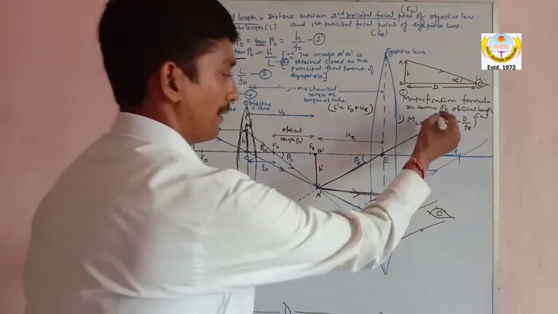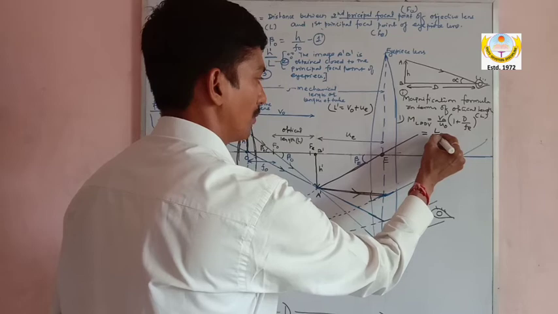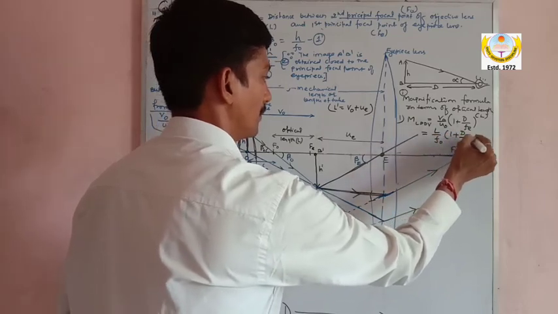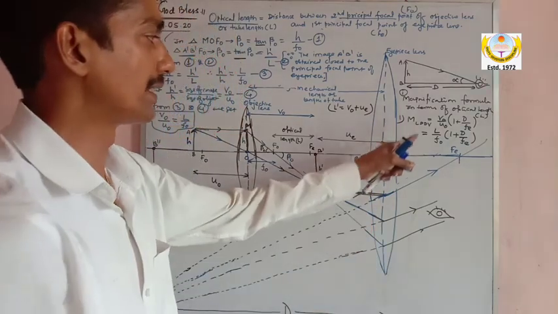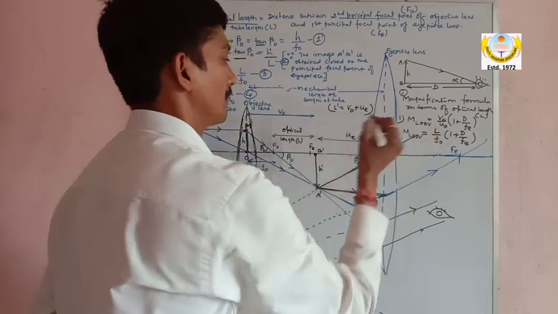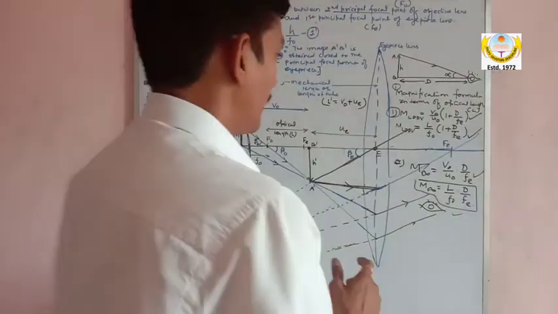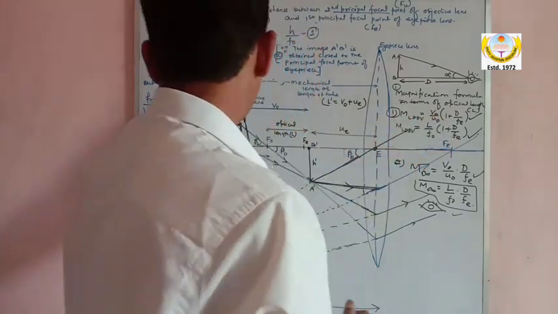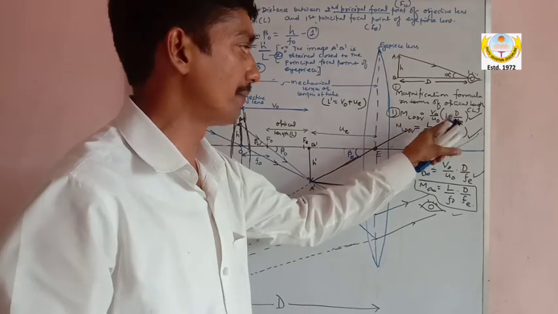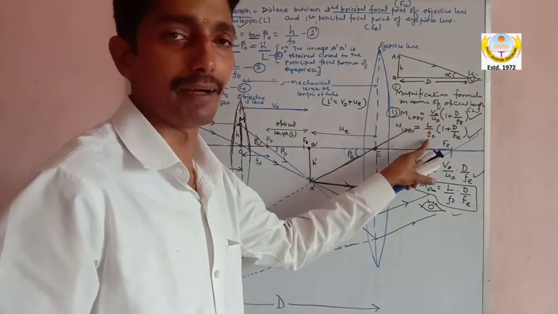So now my dear, here VO upon UO is directly written as L by FO, and this is 1 plus D by FE. That is the magnification formula of LDDV. So VO by UO will be replaced. As I said, VO by UO is nothing but L by FO. So this is L by FO into 1 plus D by FE.